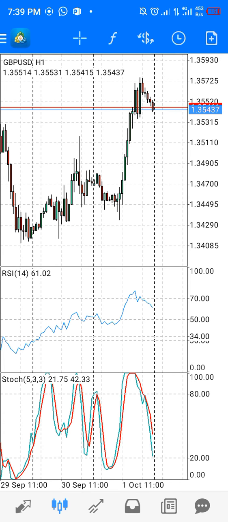This strategy equally works on volatility indexes. Okay, so you can use it on anything.